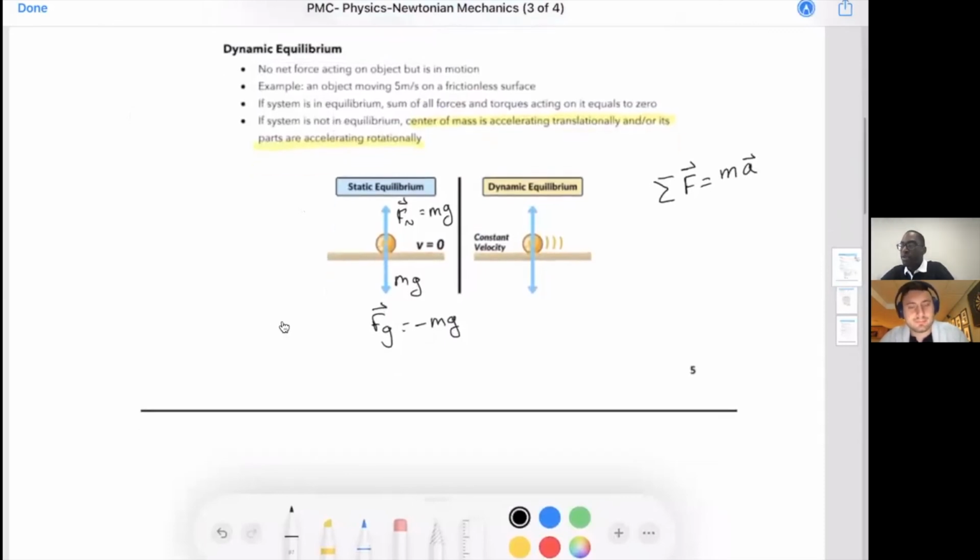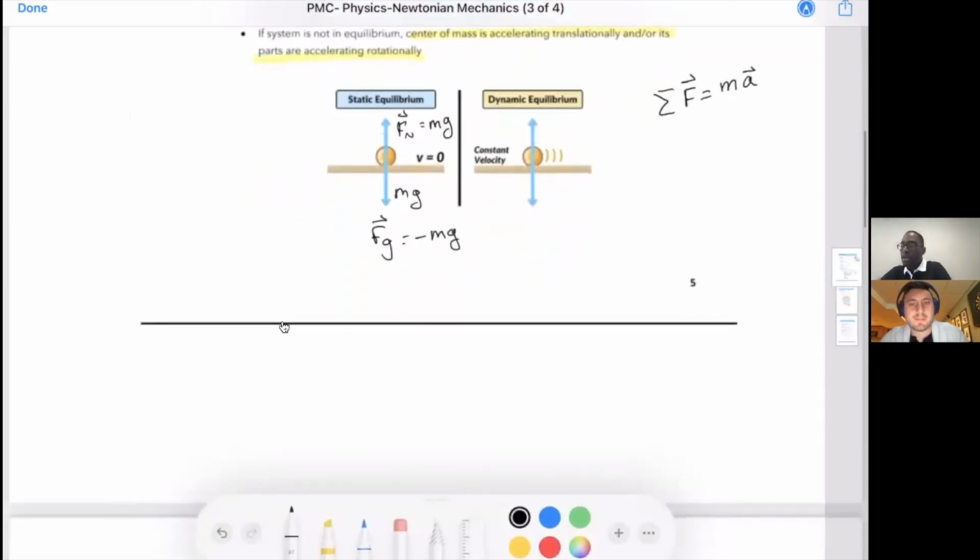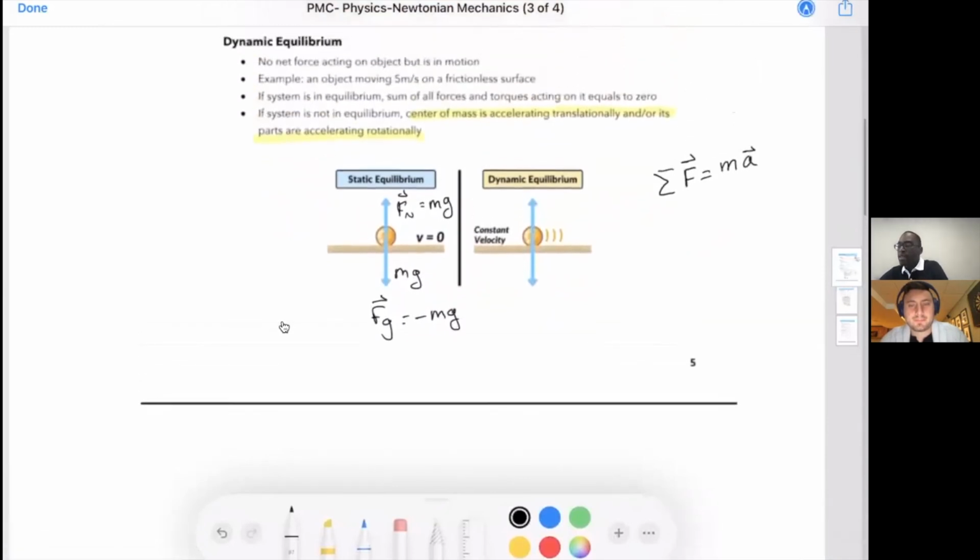And so there can be no acceleration on an object and the object is at rest, or there can be no acceleration on the object and the object is in motion, but with a constant velocity. Got it. And so that's where you get that difference between static and dynamic equilibrium. And so tying this into our next concept, you notice that this last bullet says, if the system's not in equilibrium, the center of mass is accelerating translationally and or its parts are accelerating rotationally.